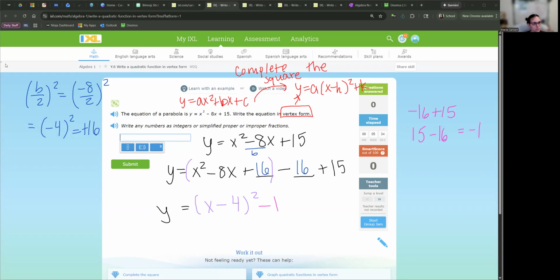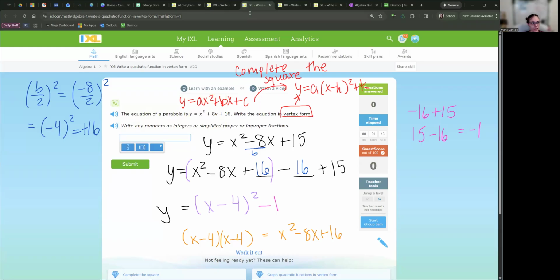All right, here, y equals x minus 4 in parentheses squared minus 1. And remember, this x minus 4 in parentheses squared is the same thing as x minus 4 times x minus 4. And if we remultiplied out x minus 4 times x minus 4, we would get that x squared minus 8x plus 16, that perfect square. All right, so let's submit.